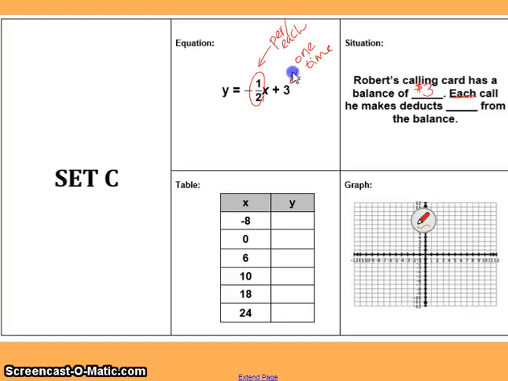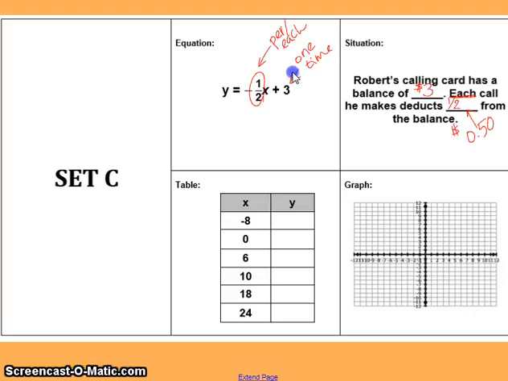So each call he makes deducts 1/2 from the balance. And you know that 1/2 is also 0.5, so I could have put 0.5 there as well. And so that would be 50 cents. Now I have to create a table. And so this is where that extra work comes in, but it's really not that bad.